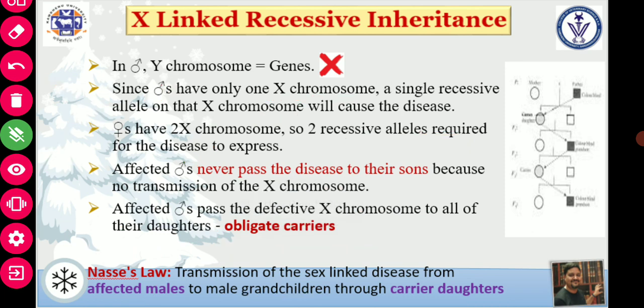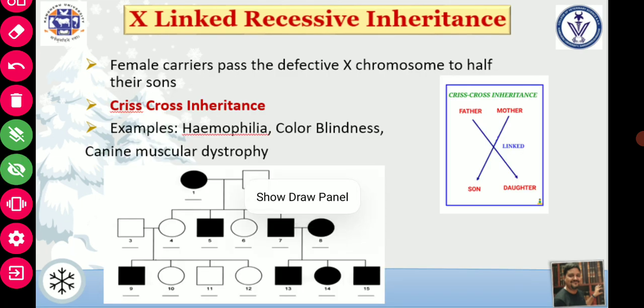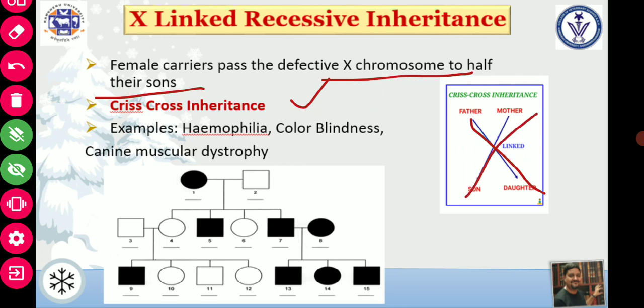Now, a female carrier passes the defective X chromosome to half of their sons. Half of the sons, because if the female is a carrier, there are two X chromosomes. If one is affected, only half of their sons will get that particular X chromosome, so they will be affected. The X-linked recessive inheritance has the characteristic of crisscross inheritance. Crisscross means from father to daughter and from mother to son. This is called crisscross inheritance.